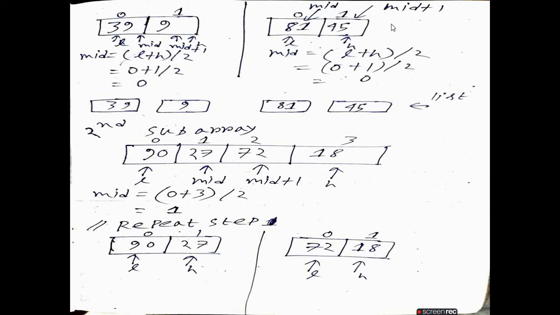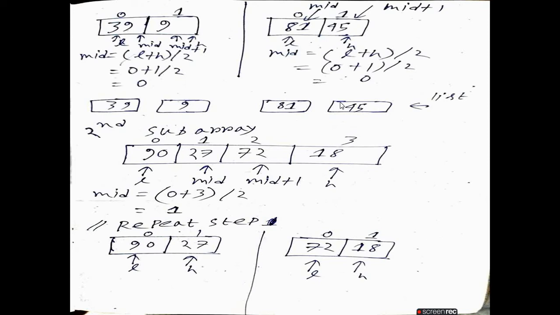Now as I already showed you with this arrow, again divide it. Mid value is 0, so divide: L to mid and mid plus 1 to H. Basically, in our array there are just two elements on this left array and right array. So just divide it. 39, 9, 81, 45.